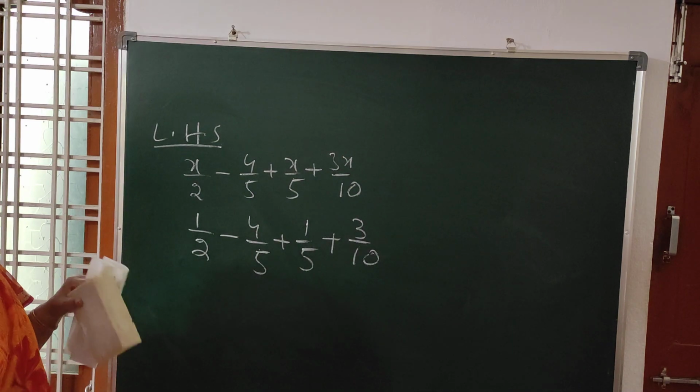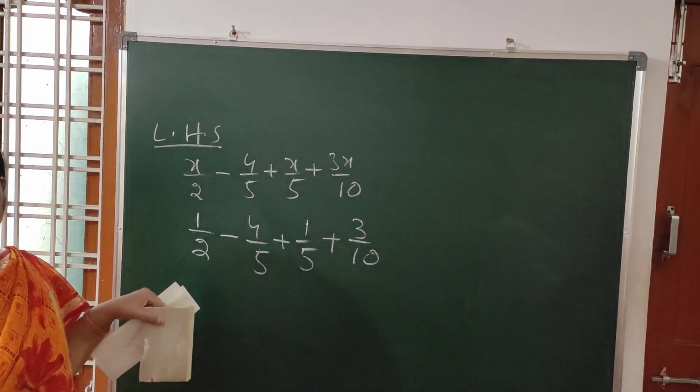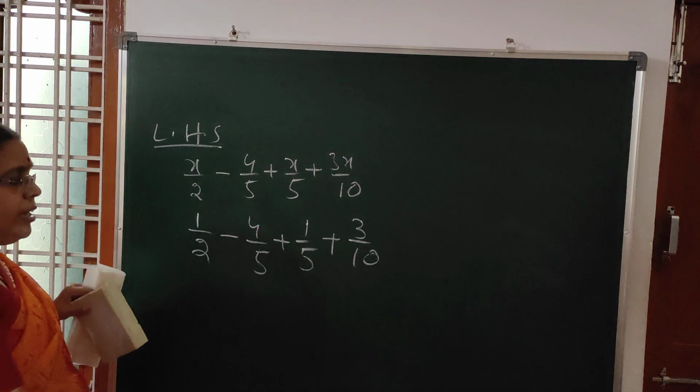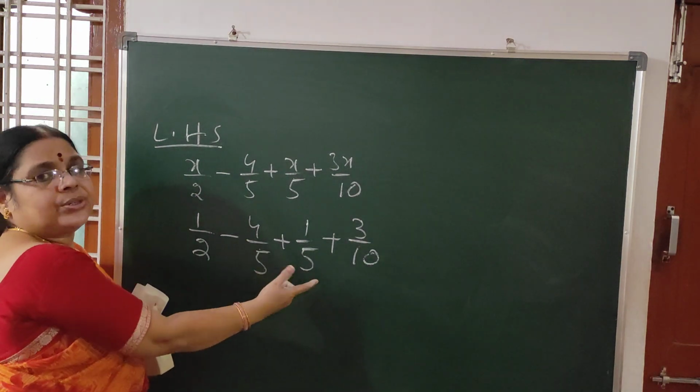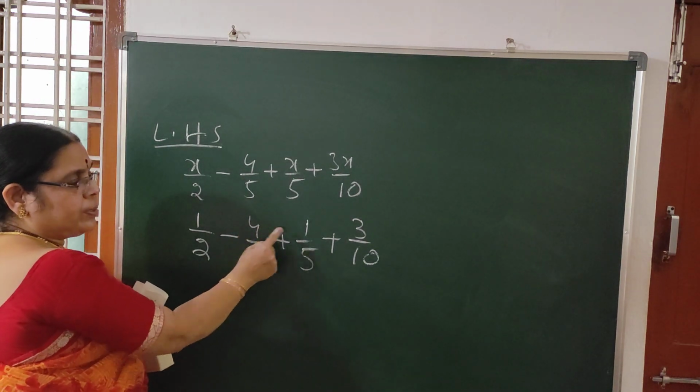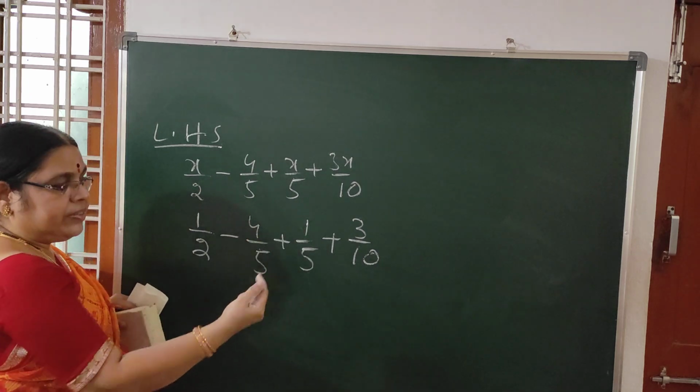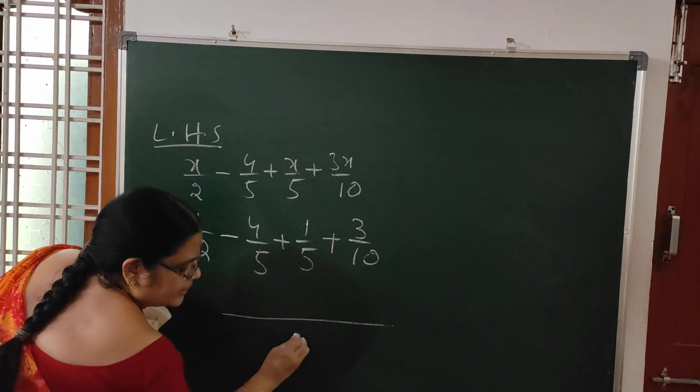Now add all these. The easy and direct method is to find the LCM of all the denominators. If not, these two have the same denominators, so you can add them first. That means minus 4 plus 1 becomes minus 3 by 5. In that way also you can do, but I am doing it directly.